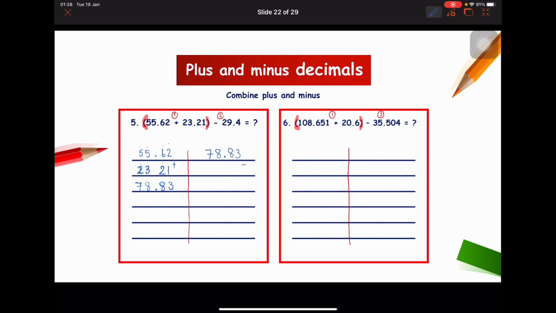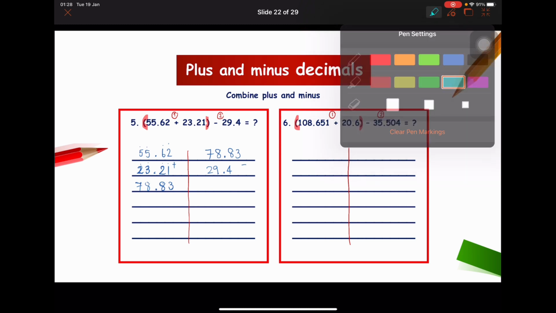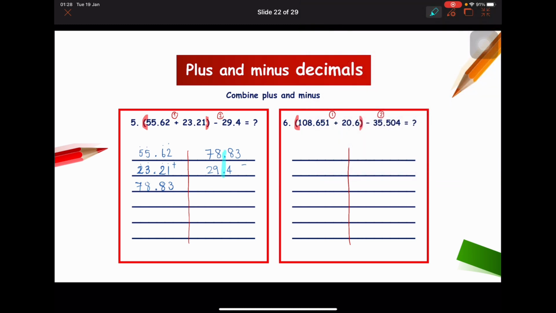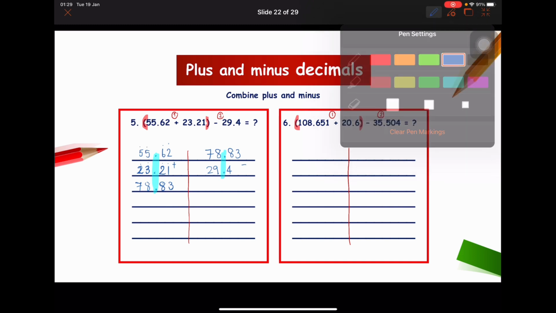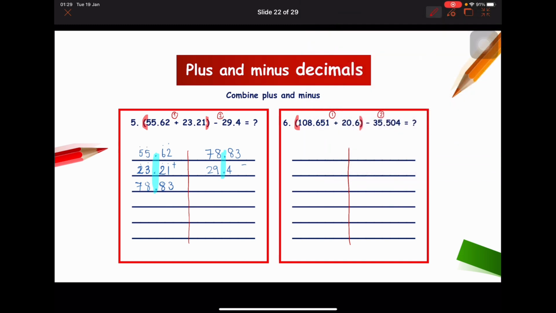78.83 minus 29.4. 0.4. The same decimal. Okay, you have to put the same decimal place. Beautiful. Okay, and how about the number after number 4? You can write 0. Easy, just write 0.